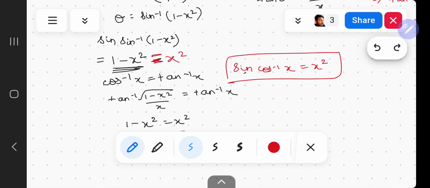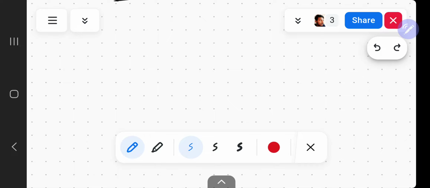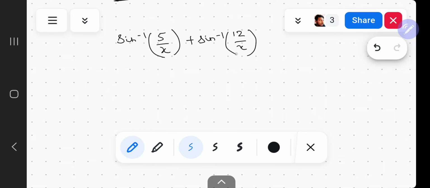Okay, we can do one more question. Okay, now we have to find the value of x, and it's given that sine inverse 5 over x plus sine inverse 12 over x is equal to pi by 2. So we have to find the value of x here.